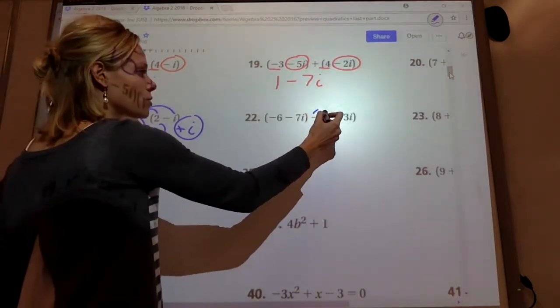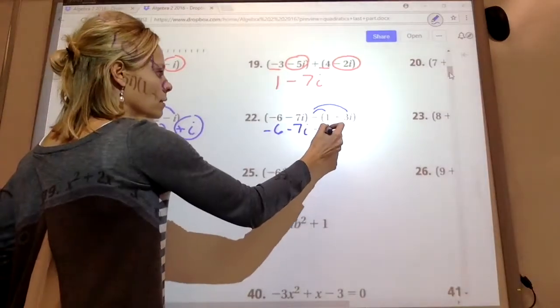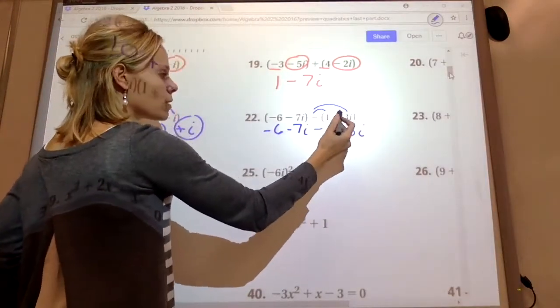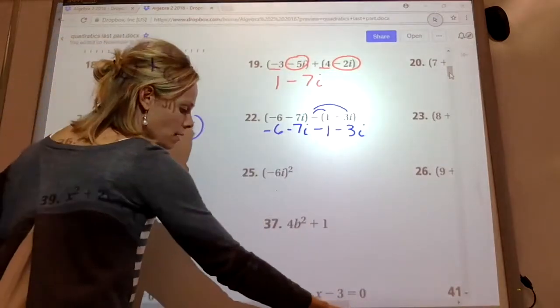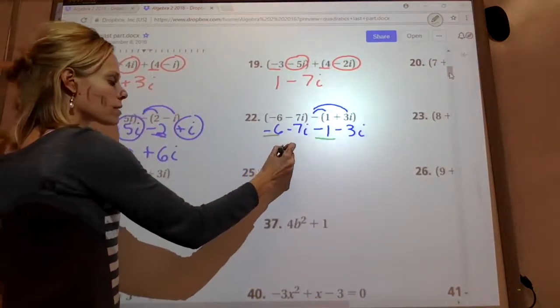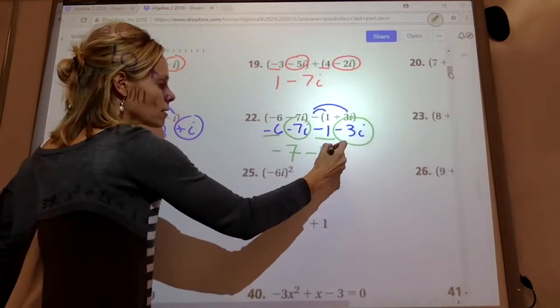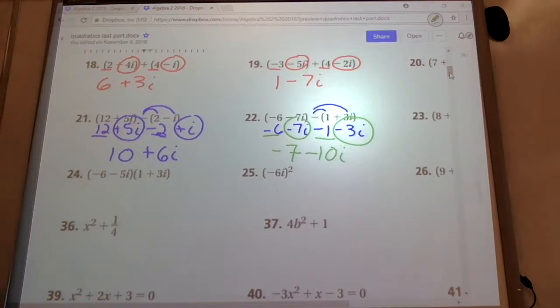So again, I would distribute the negative to both. So minus 1 minus 3i. Then I look, okay, here's my real parts: negative 7. Here's my imaginary parts: negative 10i.